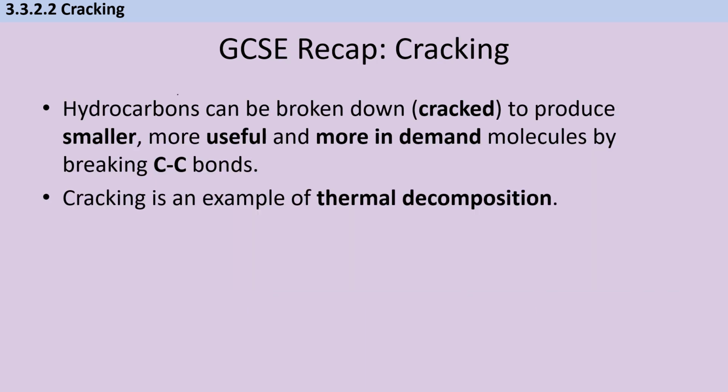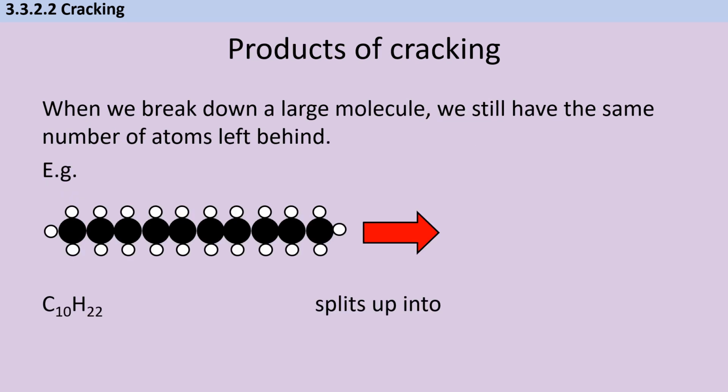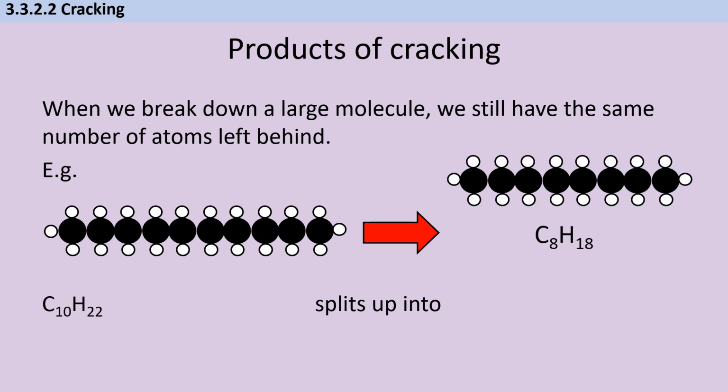So at GCSE, you would have learnt that cracking is a type of thermal decomposition, in other words, using heat to break apart a molecule, and that it works by breaking carbon-carbon bonds. So far, so accurate. You would also have explored the idea that conservation of mass or conservation of matter means that the number and type of atoms can't change during a chemical reaction. So when we break apart a large alkane like this decane molecule, we make another alkane like this octane molecule, and we then don't have enough hydrogen atoms left over to make a second alkane. So instead we make this ethane.